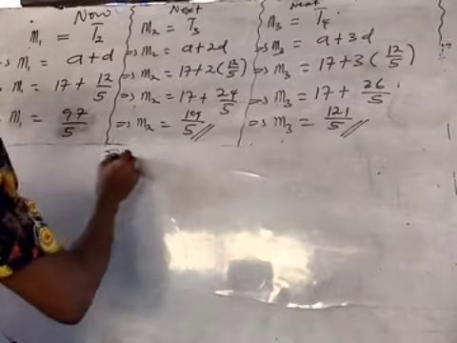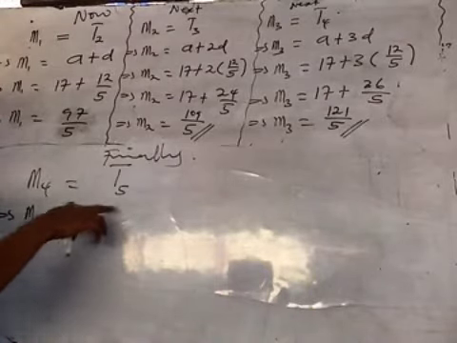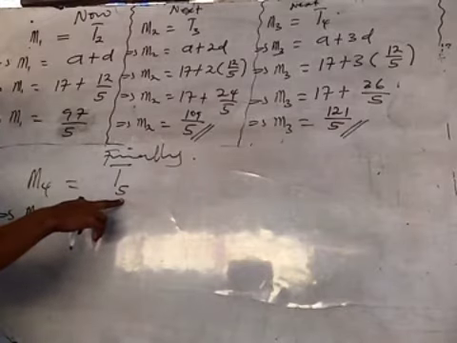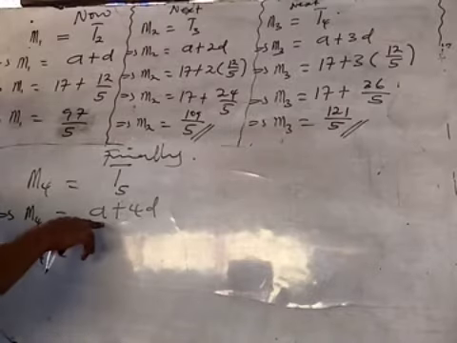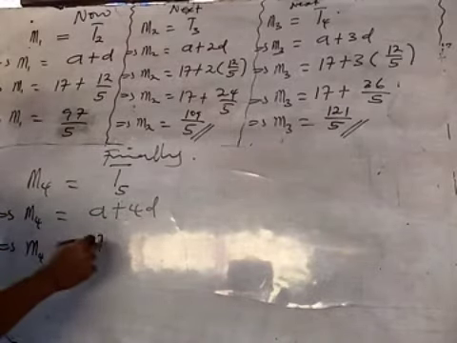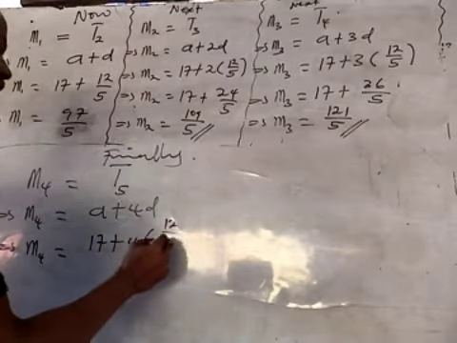The fourth arithmetic mean. Then finally, the fourth arithmetic mean, MO4, will be equal to the fifth term of this sequence in arithmetic progression. Remember, the fifth term of any sequence in arithmetic progression is normally given by the expression A plus 4D. That simply implies that the fourth arithmetic mean will be equal to, the value of A is 17 plus 4 into the common difference, D, which is 12 over 5.